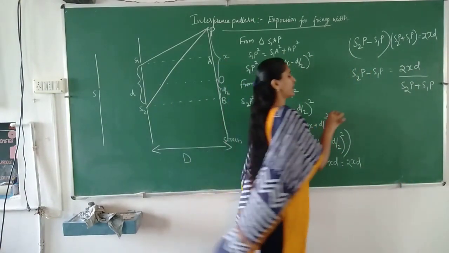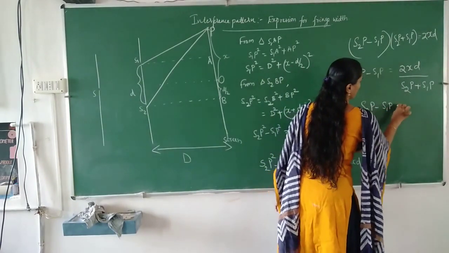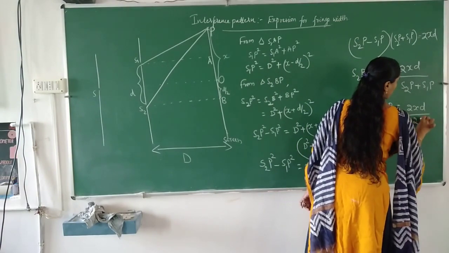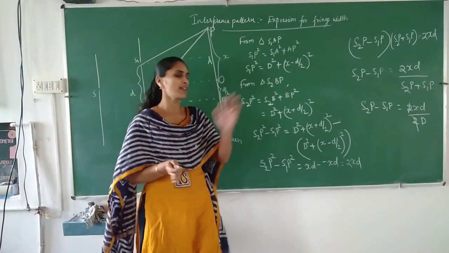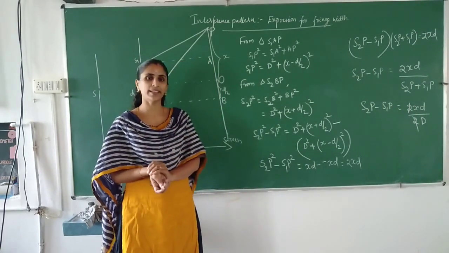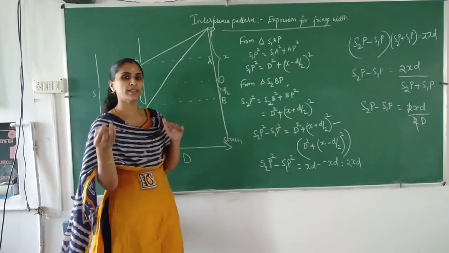Okay, or we can write S2P minus S1P is equal to 2XD divided by 2. So you may think that we are substituting S2P as D and S1P as D, that's why we are getting it as 2D. It is not so. You can check that by substituting.